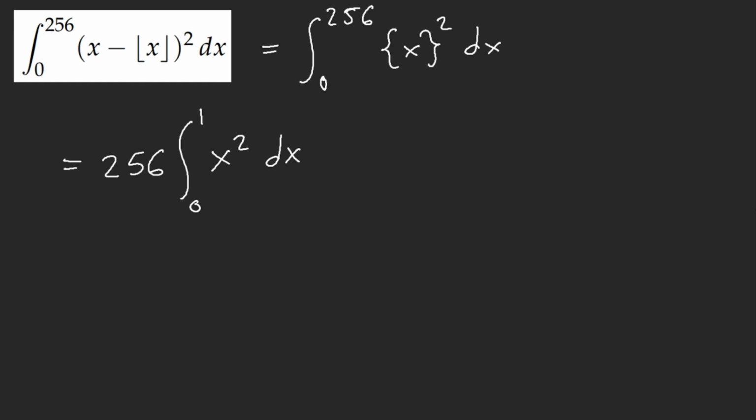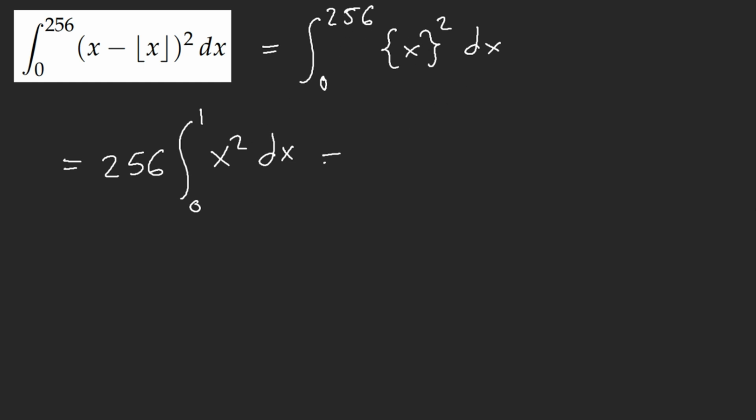Wait, hold on a second. Why is it x squared dx? Because what is the floor function between 0 and 1? It's just 0. So that is why we can just go like this. That's what I like about these integrals, is that it's actually very simple. Every fractional part could just turn into this using the periodic rule.